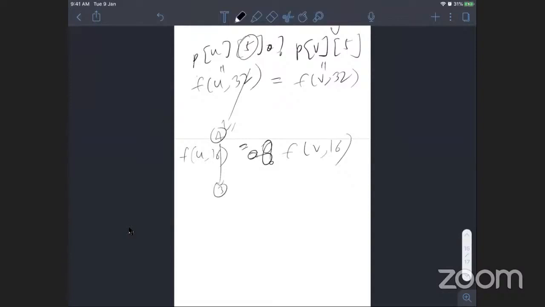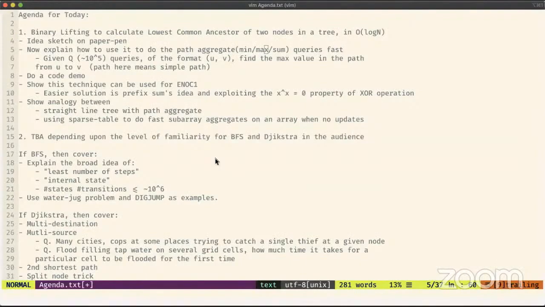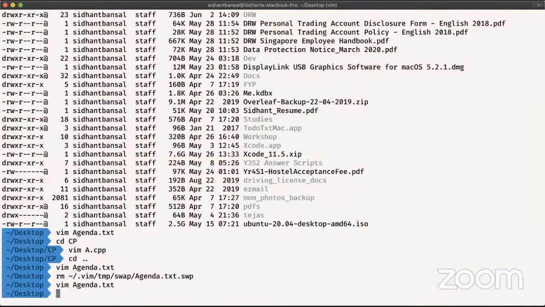Oh, my battery died. Okay, the thing's battery died. So meanwhile, I'll explain some portion on the editor, till the time it charges. I think it'll take like 15 minutes, maybe 10 minutes.